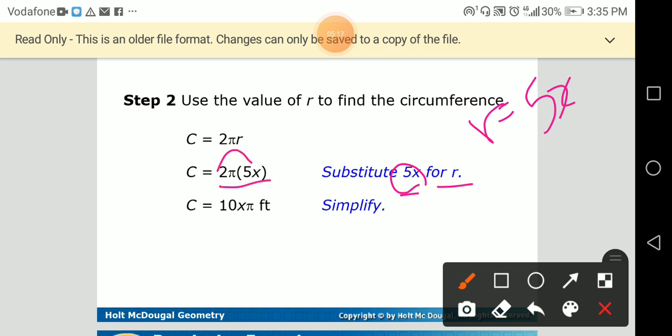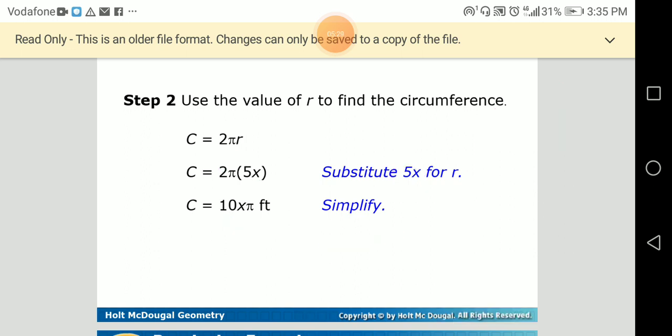So 5 times 2 gives me 10. 10x pi, in feet. So the circumference is 10x pi. This is the simplest form as I don't know the value of x here.